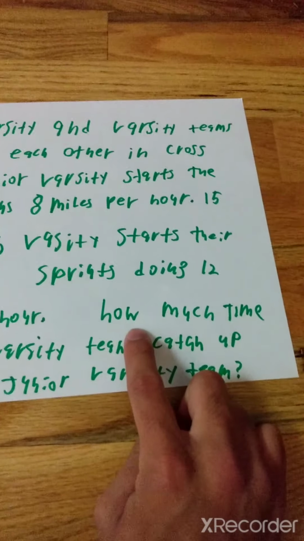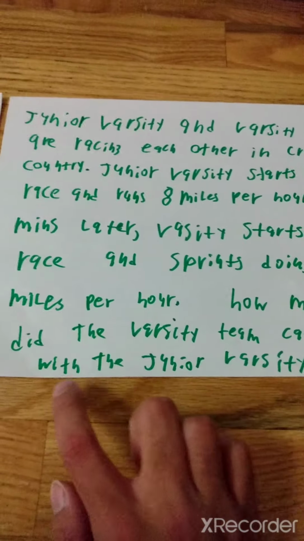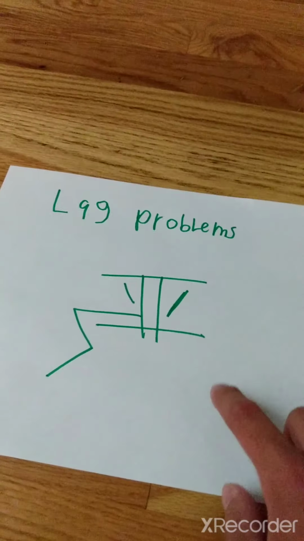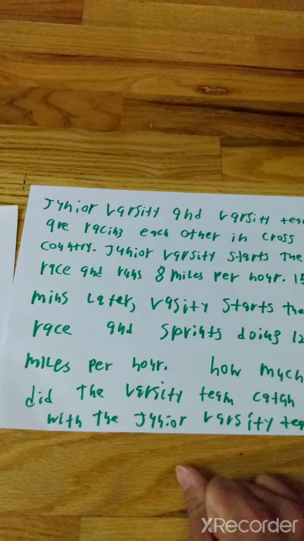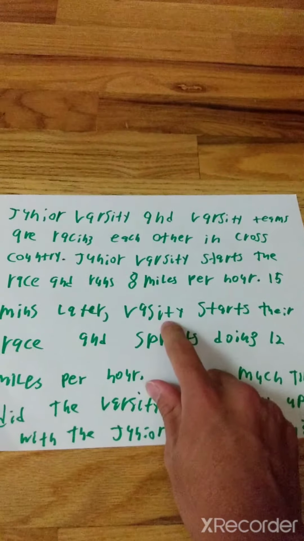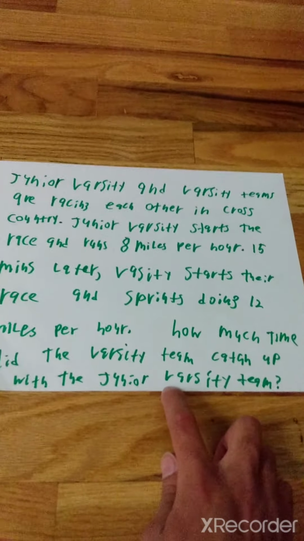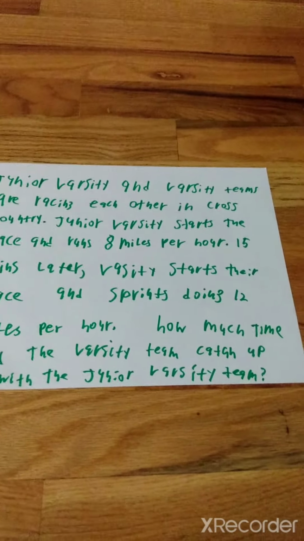So what we're trying to do is find how much time it takes for the varsity team to catch up with the junior varsity team. This is an example of a lag problem because the junior varsity team gets a head start, but 15 minutes later the varsity team lags behind and has to catch up. In order to solve this problem, we're going to have to come up with an equation and solve it.